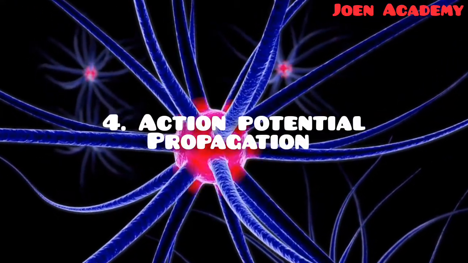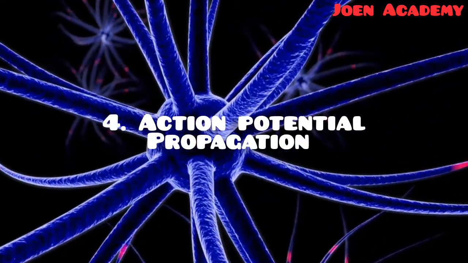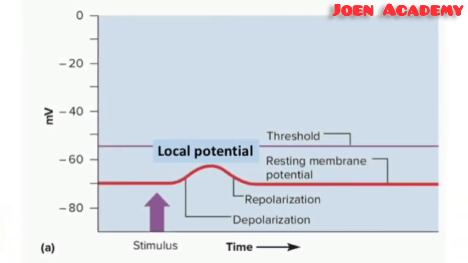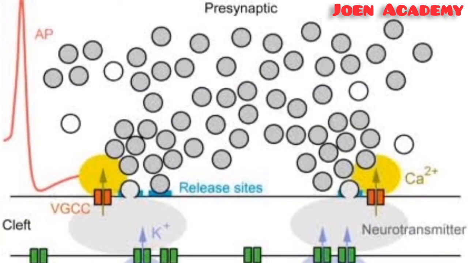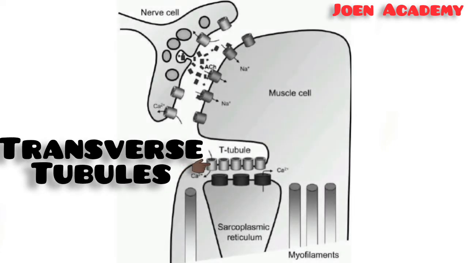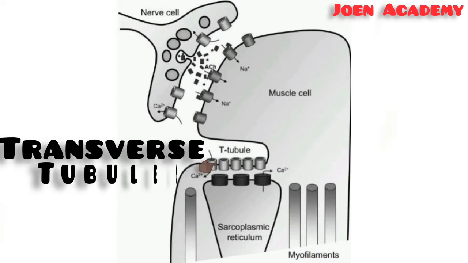The fourth step of this excitation-contraction coupling is the propagation of action potential. In this stage, the local depolarization, which is known as end plate potential, spreads along the sarcolemma and enters into the muscle fiber, passing through structures that are known as transverse tubules, or you can simply call them the T-tubules in short. What these T-tubules do is that they penetrate into the muscle fiber, thereby making it possible for action potential to get into the interior of the cell.